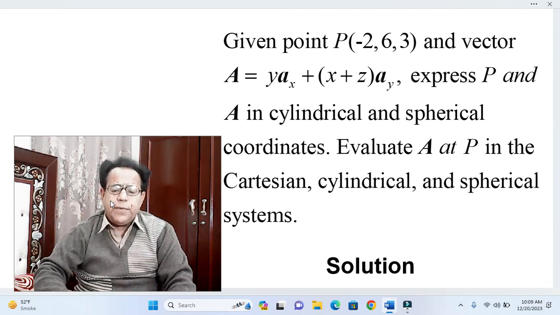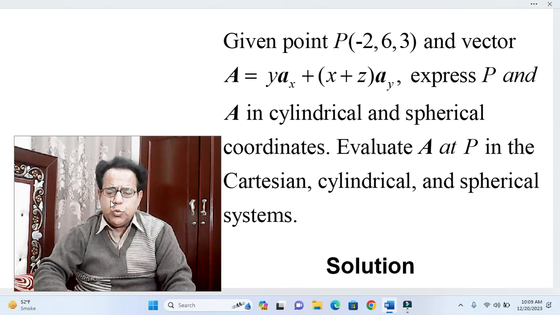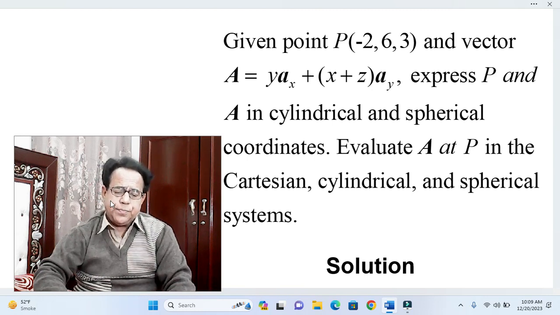Given point P having coordinates (-2, 6, 3) and vector A equal to y a_x plus (x plus z) a_y. Express P and A in cylindrical and spherical coordinates. Evaluate A at P in the Cartesian, cylindrical and spherical systems.